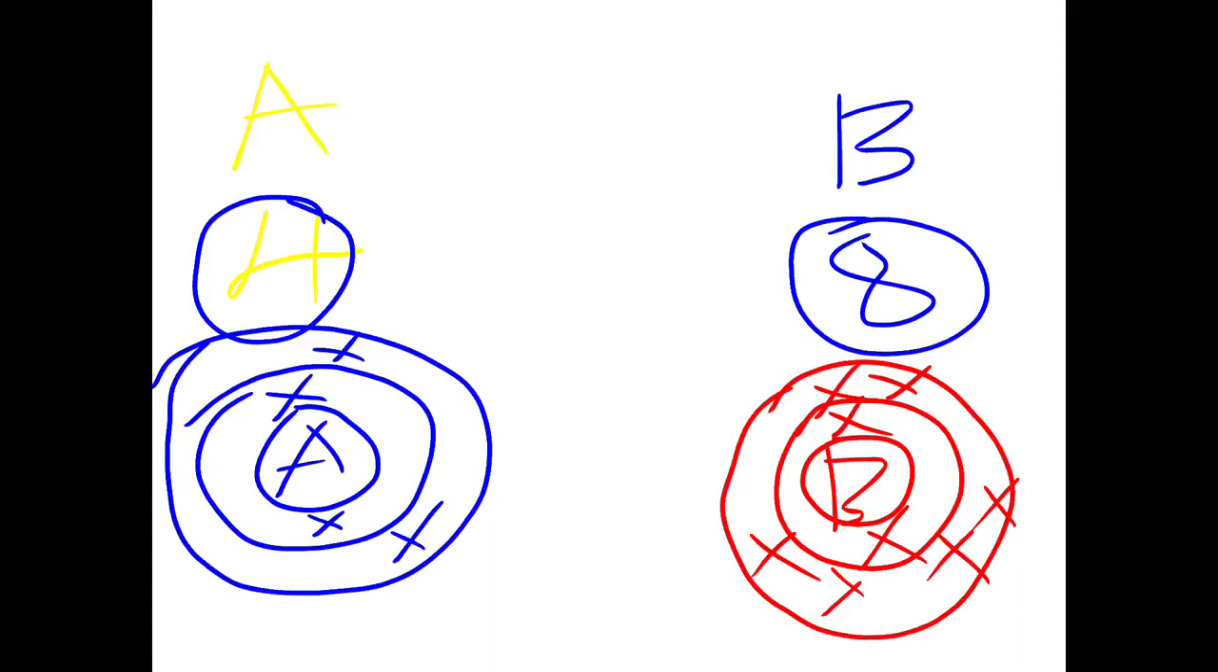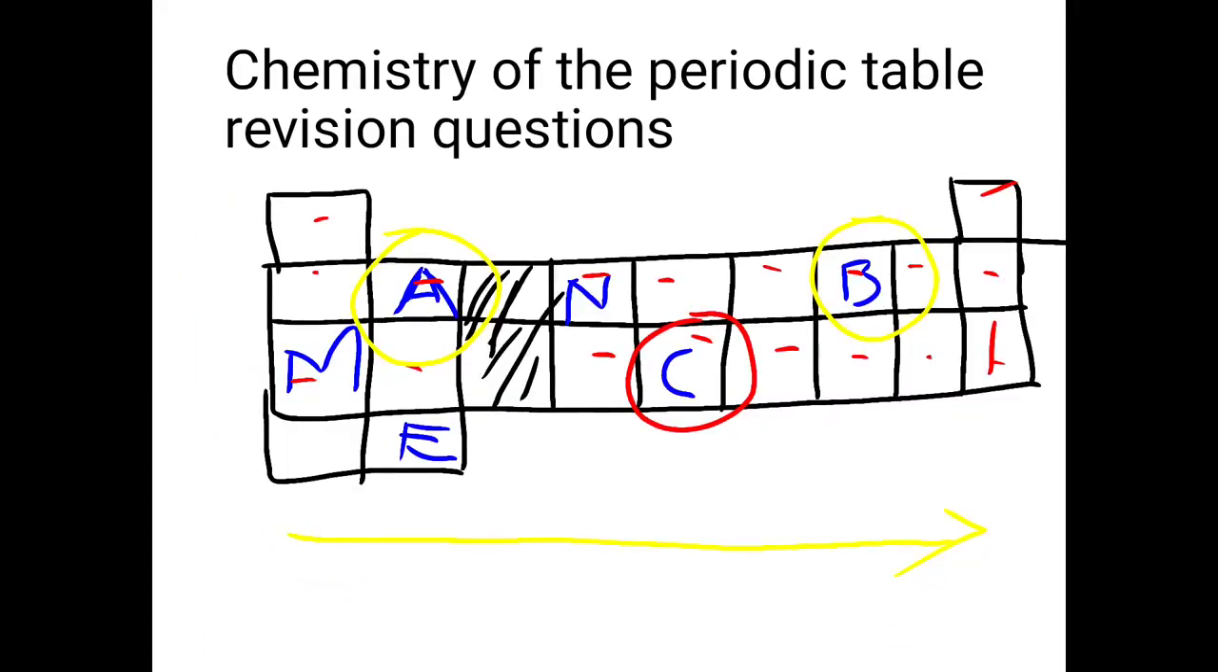So as we move across the period, from the left moving to the right, the size of the atoms does decrease. Are we good? We can check the next question.